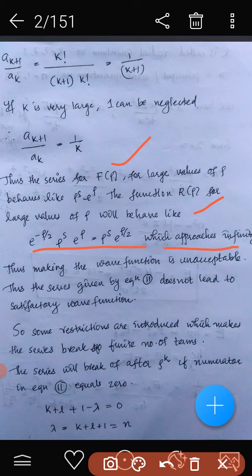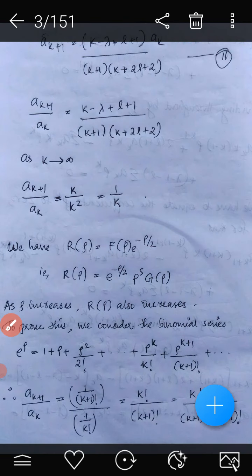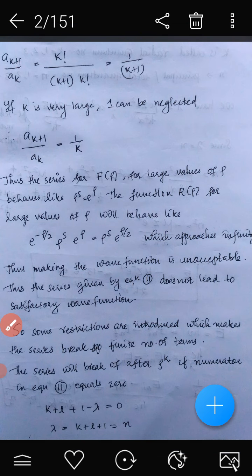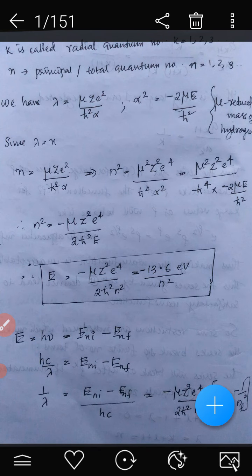The series will break off after rho to the power k if the numerator of equation 11 equals 0. So what is the numerator of this equation? This. Then the numerator k plus l plus 1 minus lambda is equal to 0. From this, lambda is equal to k plus l plus 1, which is equal to n, where k is called the radial quantum number. k is equal to 1, 2, 3, etc. And n is the principal or total quantum number, that is n is equal to 1, 2, 3, 4, etc.